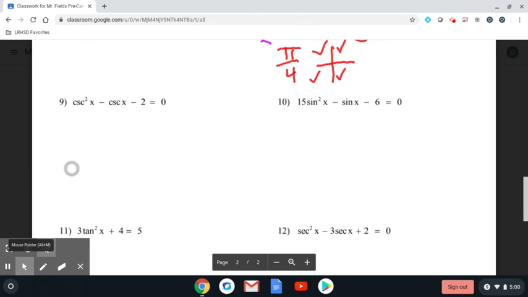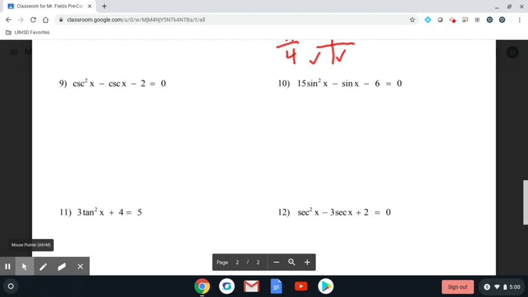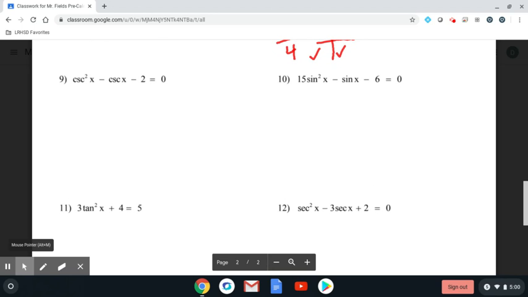All right, looking at number 10. So number 10, we have 15 sine squared x minus sine x minus 6 is equal to 0. First thing, we see a couple terms going on, so it tells us we have to factor. We always look for a GCF, which in this case we can't take out. So when we go to factor this one, we're going to have to factor this into 2 sets of parentheses, which we're going to set equal to 0.